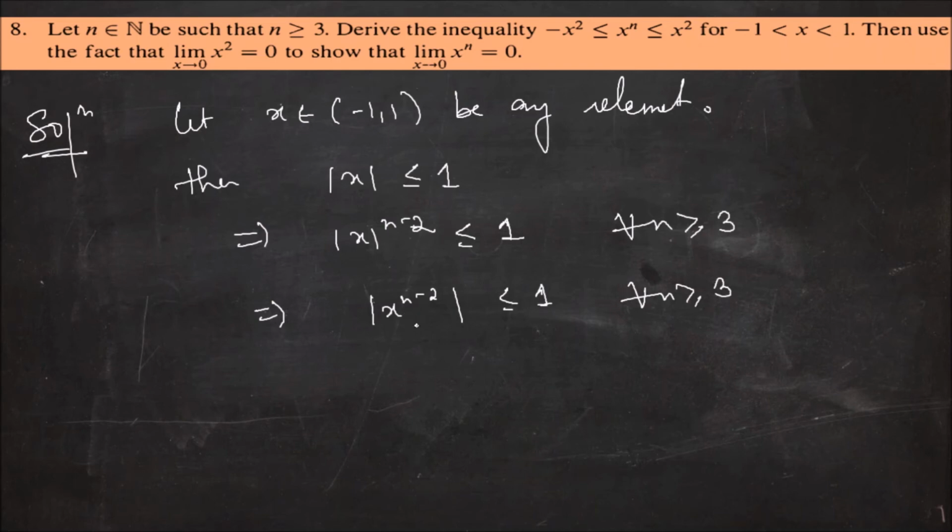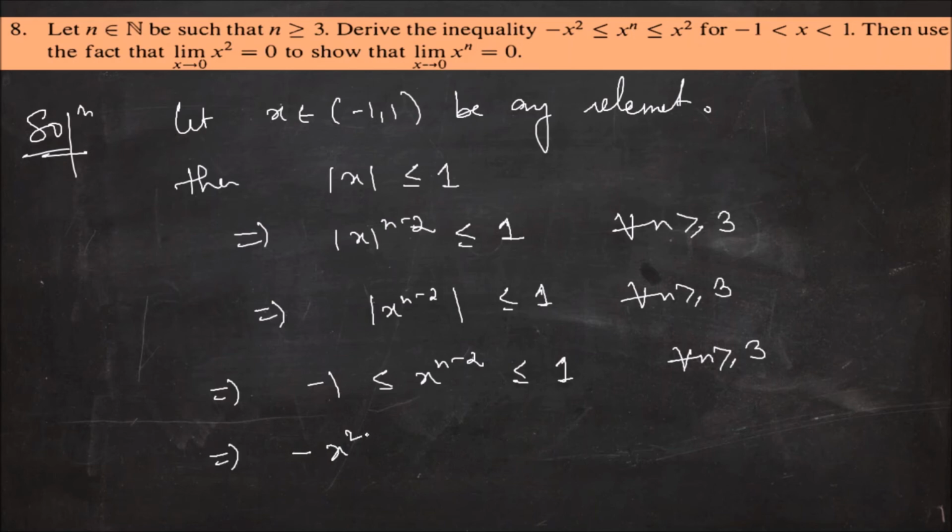Now I can use the modulus property, and this will be like this: |x^(n-2)| is less than or equal to 1 for all n greater than or equal to 3. Now what I can do, since if I multiply this inequality by a positive number, the inequality will be preserved. So I will multiply this by x squared. x squared is positive.